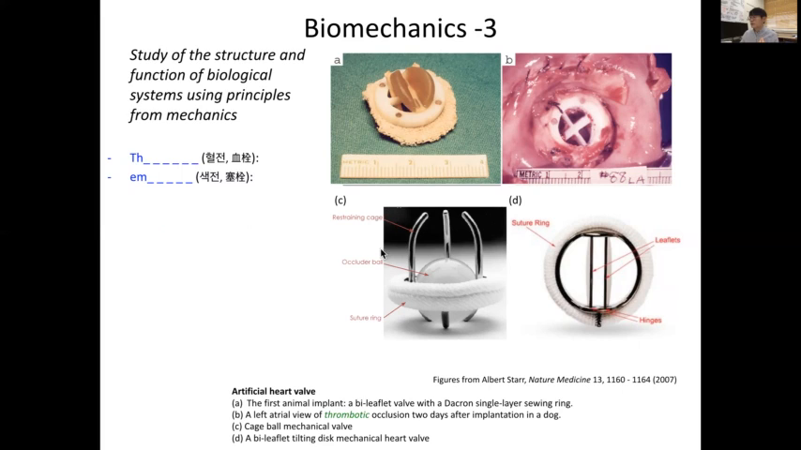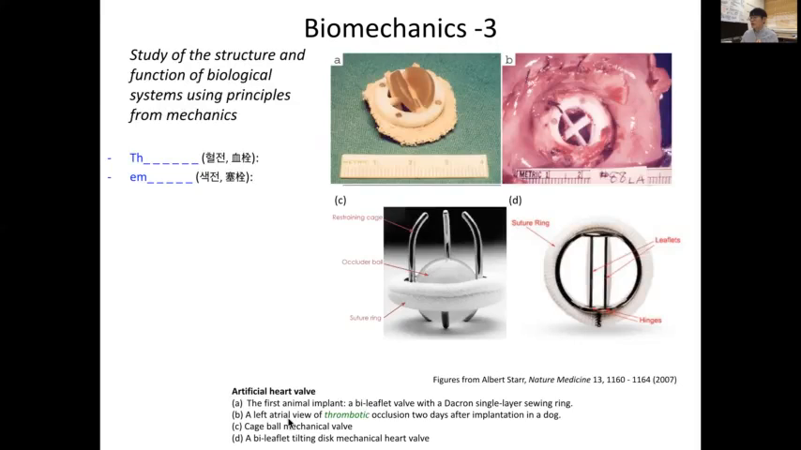So he developed this bi-leaflet valve. You can see these two leaflets, with a Dacron single layer sewing ring so that you can suture it into the existing heart. And he actually implanted it in a dog. Two days after, there was a problem in the dog's heart. So he took out this heart and examined what happened.